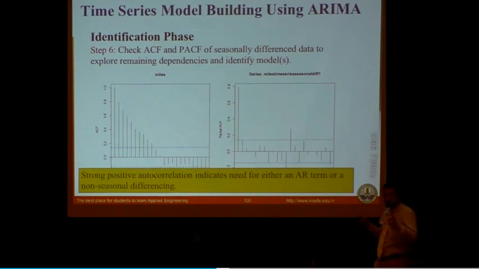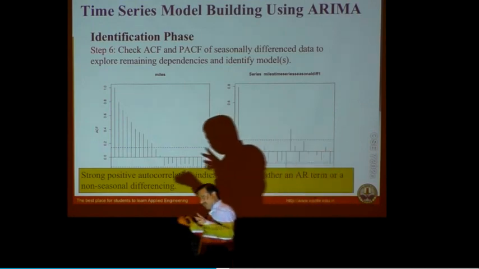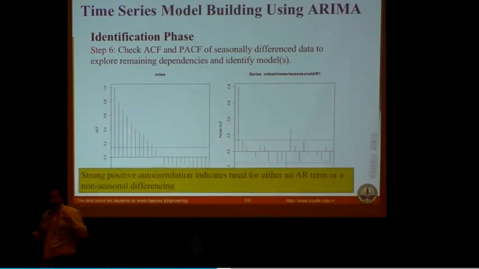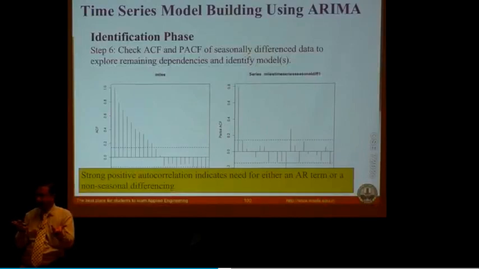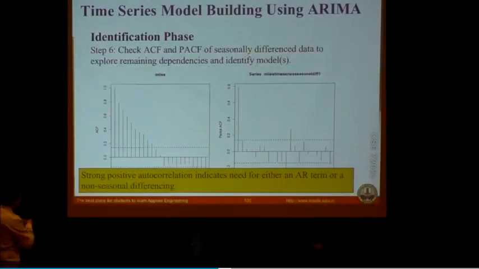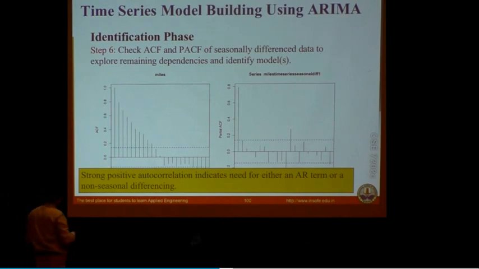When there is a strong trend like that, I can either build an AR component into it, or I can do a non-seasonal difference on top of the seasonal difference. Now you build two different models and see which one works better. Either one can be done. It suggests that there is an autoregressive term left over in the seasonally differenced data. You can try a non-seasonal difference on top of the seasonally differenced data, or add an autoregressive term.